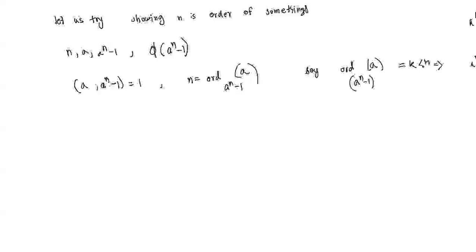Good. So currently we got that n is the order of a modulo a^n minus 1. But we know one more thing: by Euler's theorem, a^phi of (a^n minus 1) is congruent to 1 mod this, and the order divides this. So yeah, works. We're done.